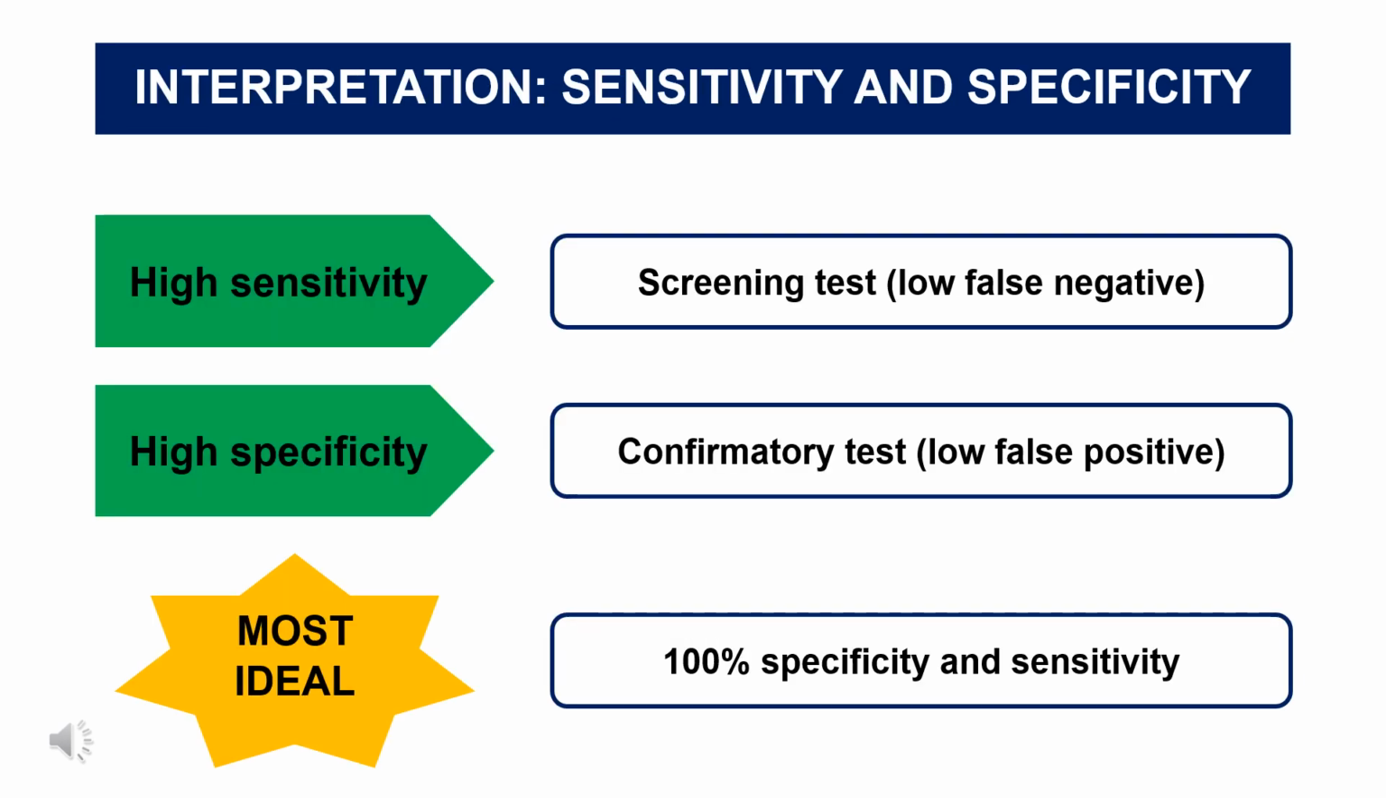Tests with high sensitivity are good for screening tests because the proportion of false negatives is low. On the other hand, tests with high specificity are good for confirmatory tests because the proportion of false positives is low. The perfect test will have a sensitivity of 100% and a specificity of 100%. The closer a test's sensitivity and specificity are to 100%, the better the test is in confirming or excluding the disease.